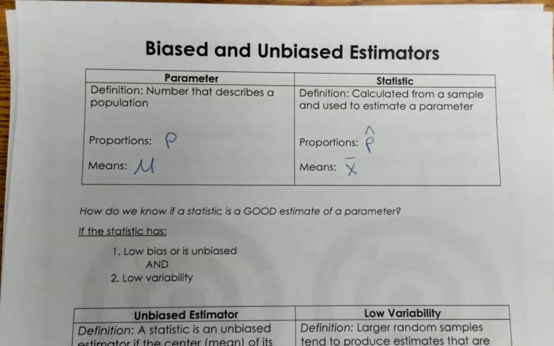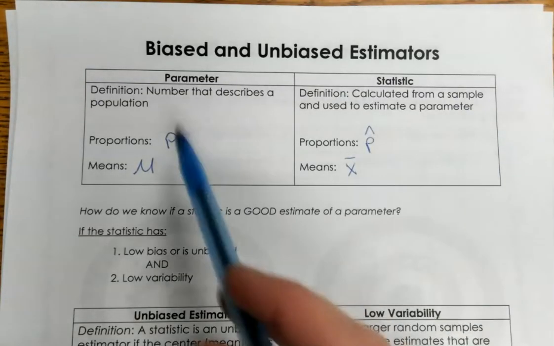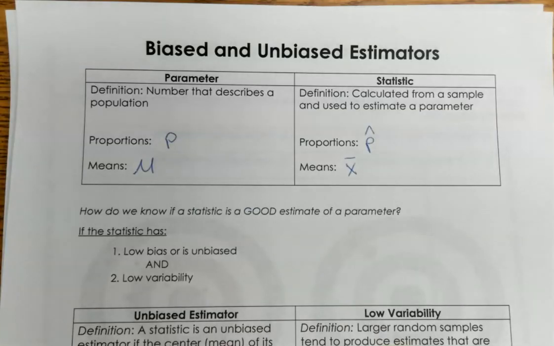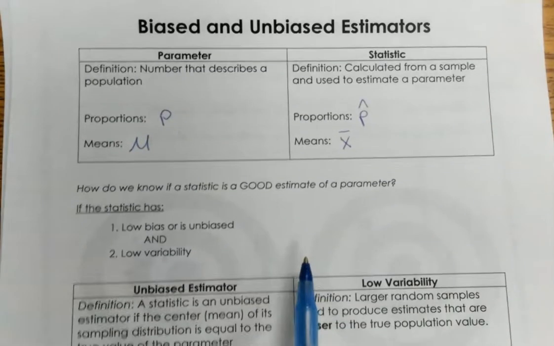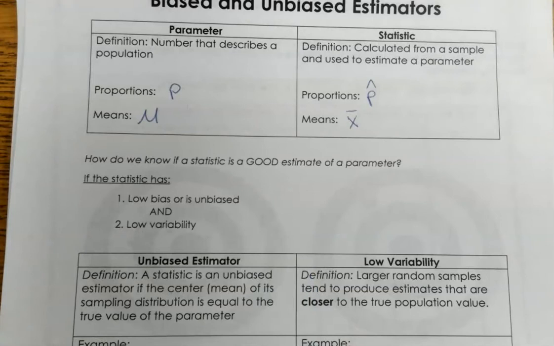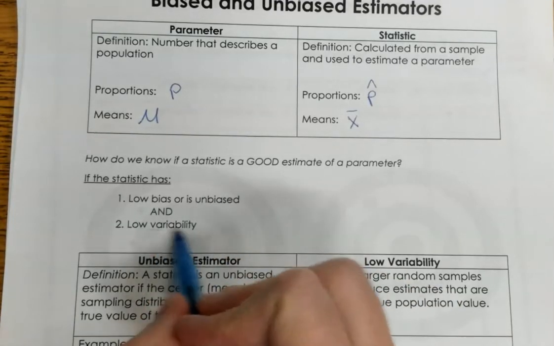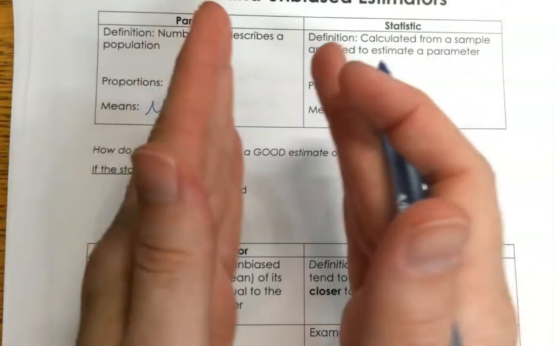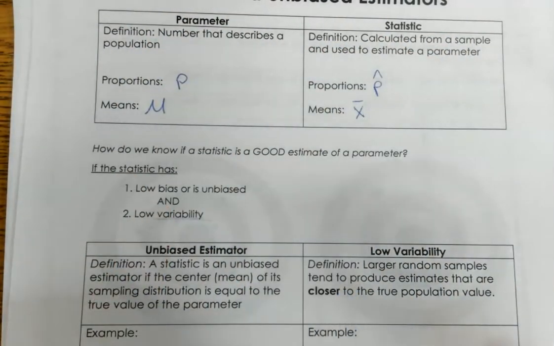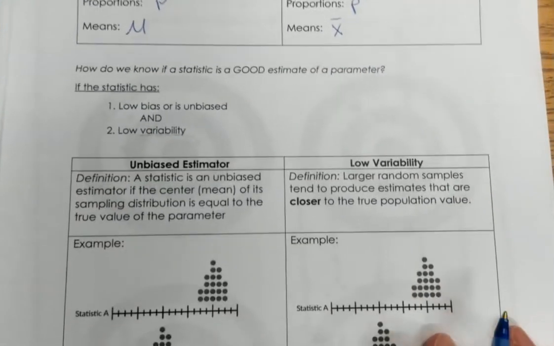Alright, the whole point of getting a statistic is to estimate a parameter, right? So how do we know if a statistic is a good estimate of a parameter? Meaning, this gives us a good idea of what the parameter actually is. Well, if it has two things: low bias, or unbiased, and low variability. I know you've definitely heard that word variability before, meaning how spread out the data is, so we don't want it very spread out. And then low bias, we'll show you what that means today.